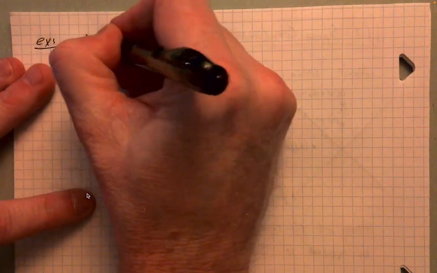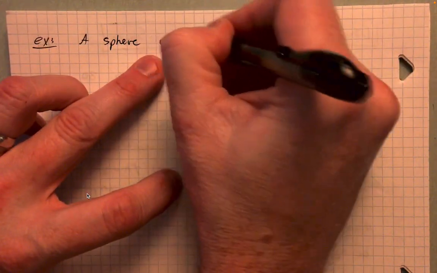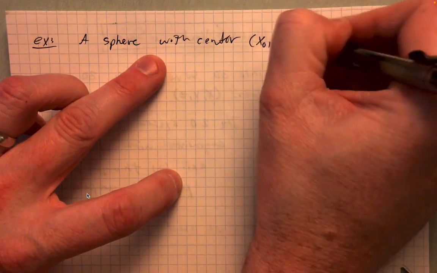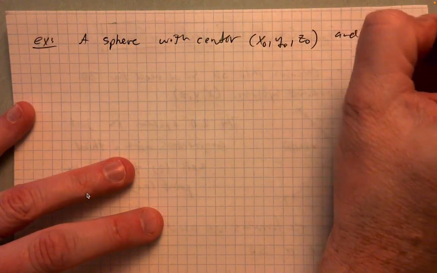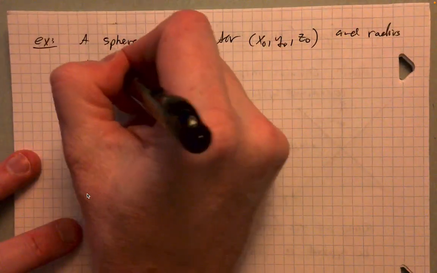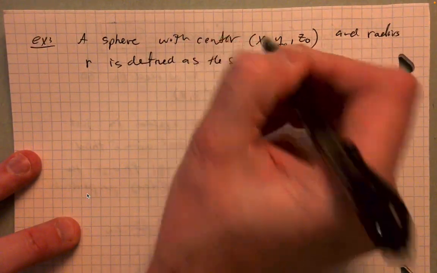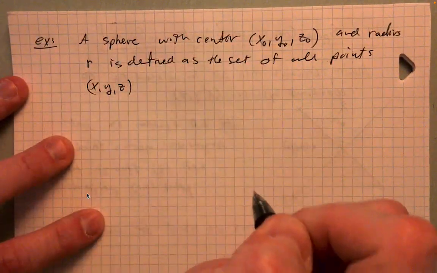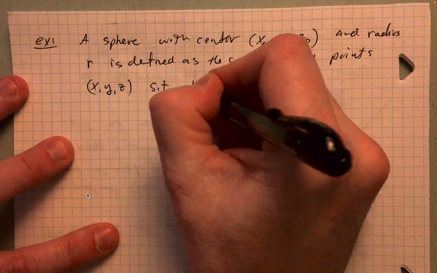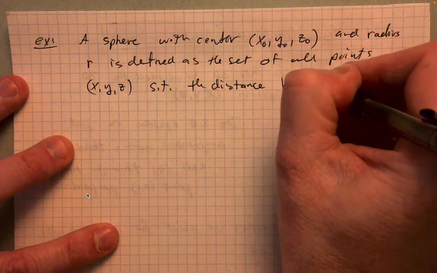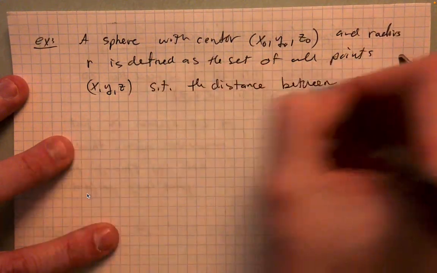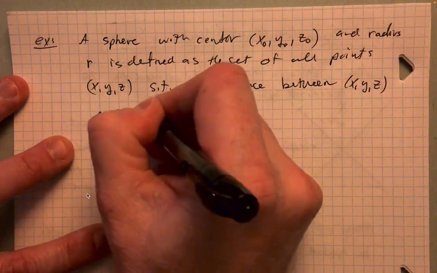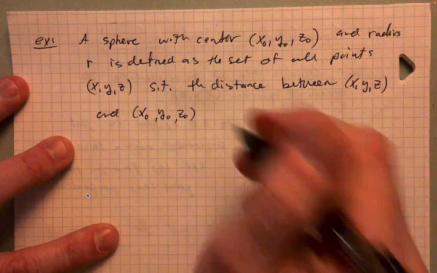In the plane, we talk about circles a great deal. In three-dimensional space, we talk about spheres. Okay, so a sphere with center x0, y0, z0, and radius r is defined as the set of all points x, y, z such that the distance between x, y, z and x0, y0, z0 is r.